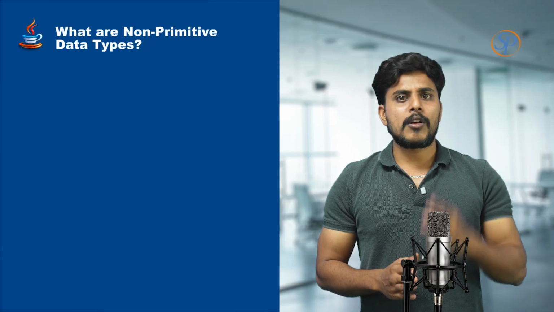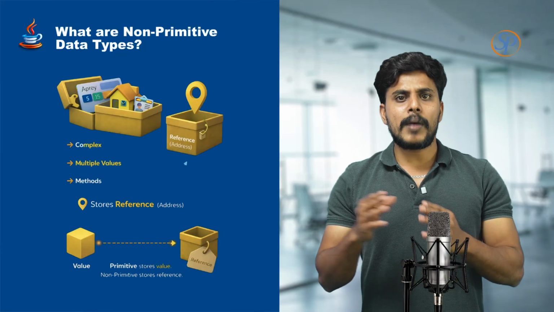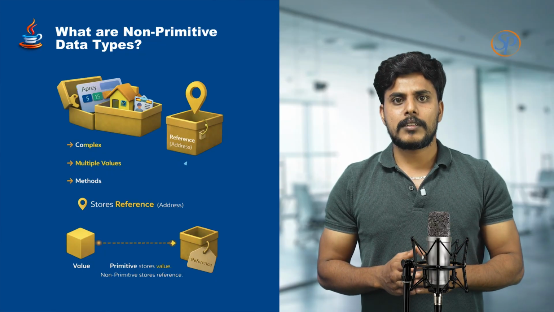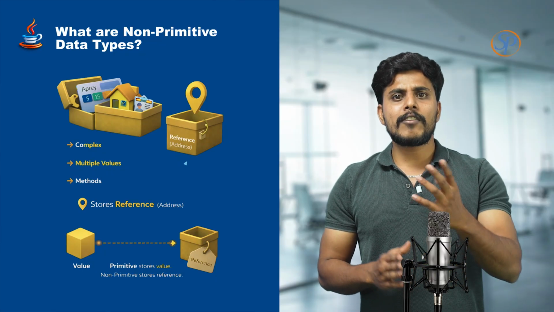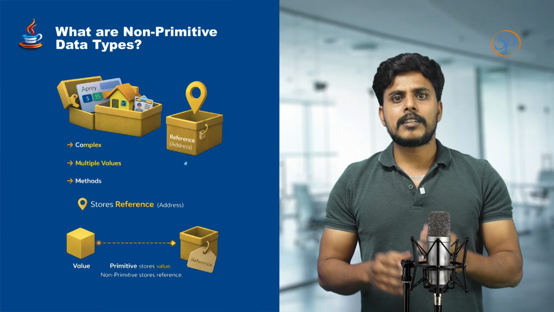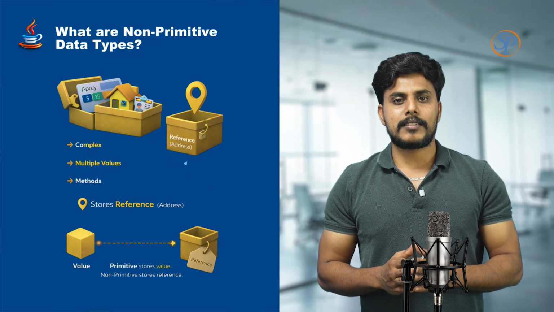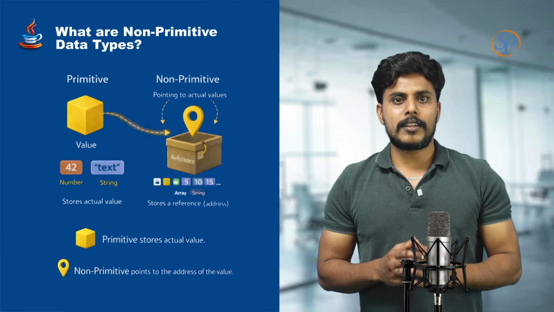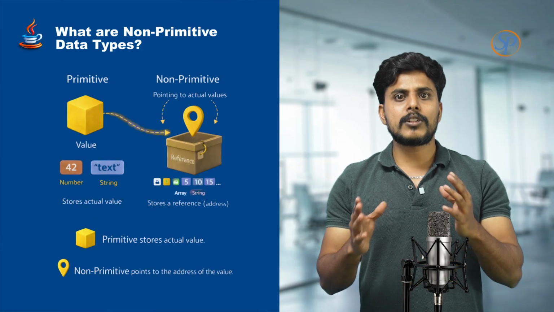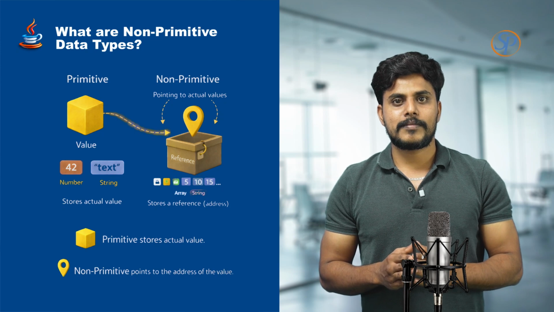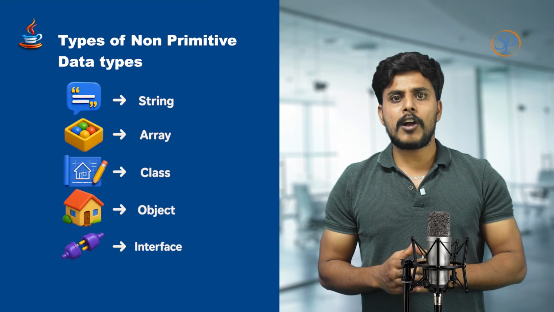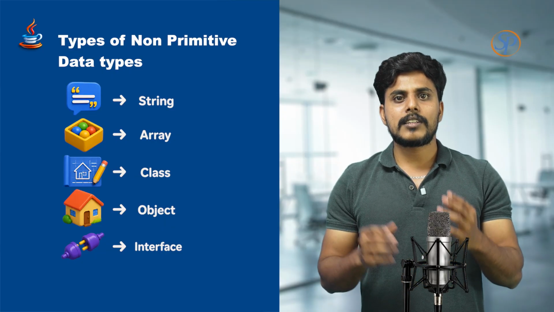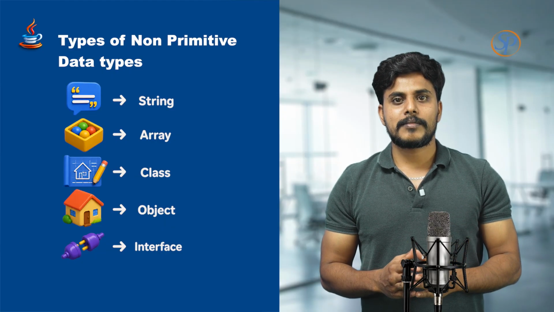Non-primitive data types are more complex, can store multiple values, and can have methods, unlike primitive data types. They do not store actual values directly. Instead, they store a reference, a memory address. Simply, primitive stores value, non-primitive stores reference. There are different non-primitive data types: string, array, class, object, interface.